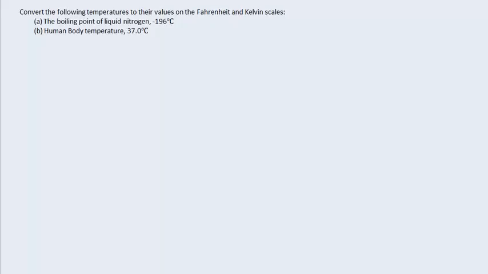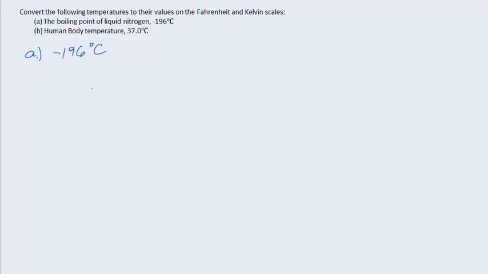We're asked to convert the following temperatures to the values on the Fahrenheit and Kelvin scales. Part A asks us to convert the boiling point of liquid nitrogen, which is negative 196 degrees Celsius, into Fahrenheit and into kelvins.